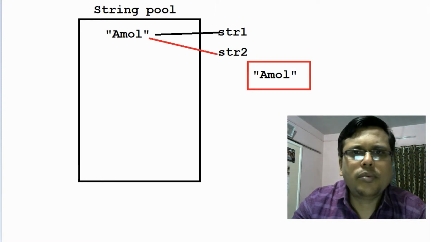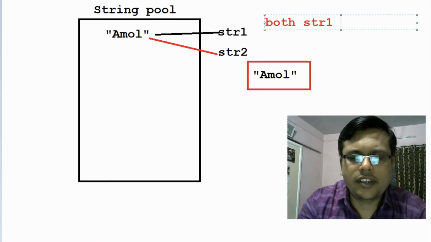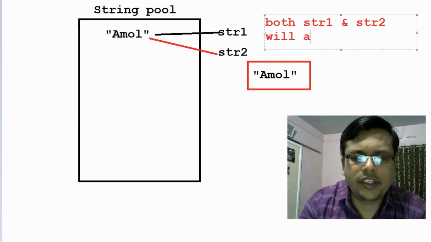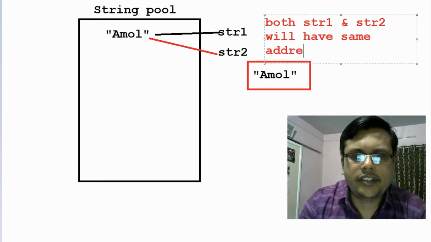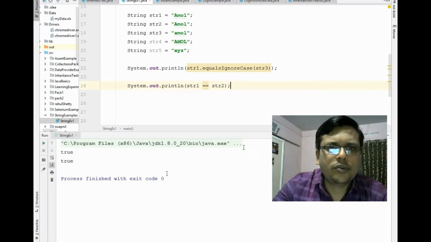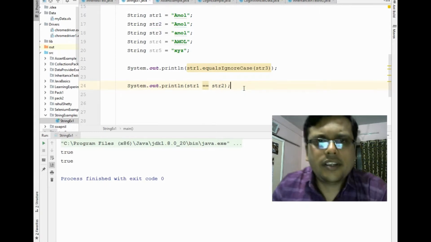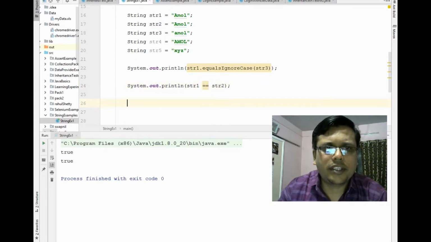So both str1 and str2 will have the same address. Okay, and because of which we are seeing true here, right? So actually the address of str1 and the address of str2 are equal, so we are getting this true. Okay, so you will get a better understanding if I explain it like this.